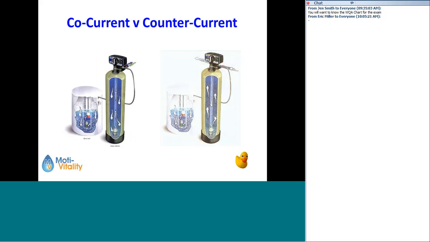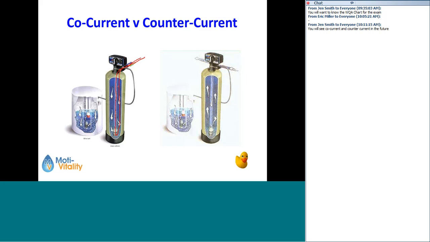So we got to talk a little bit about co-current versus counter-current. Co-current regeneration is when it regenerates the same exact way as the service. Usually the way it works in service is the water comes in, goes down through the resin bed, and up through the distributor tube, or excuse me, riser tube, and comes out through the back of the valve. The regeneration does the same thing.